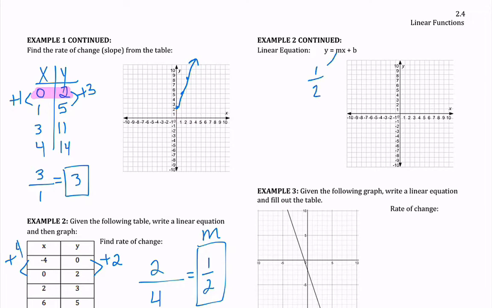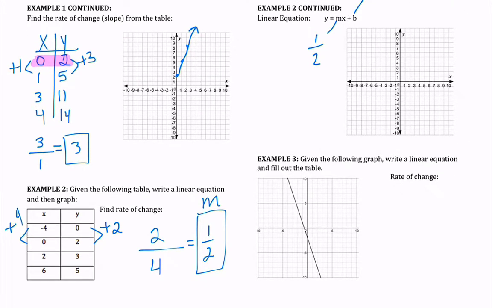Okay, now we have to find b, our starting point. What is our y-intercept? When we look at our table, the y-intercept is where you start, when x is 0. So you need to go find where x is 0. So I know our starting point is at 2. My y-intercept is 2.